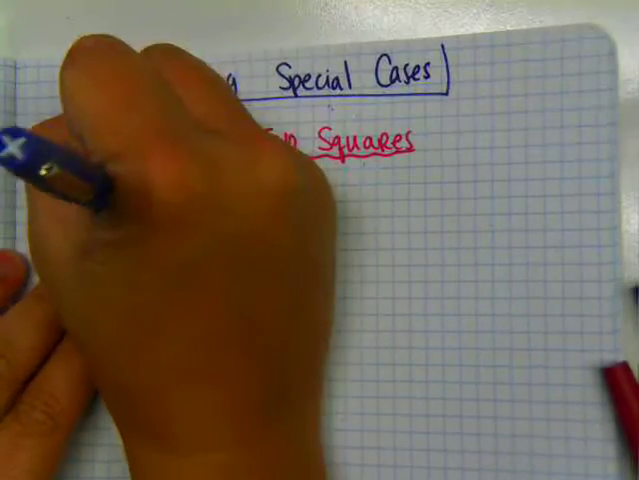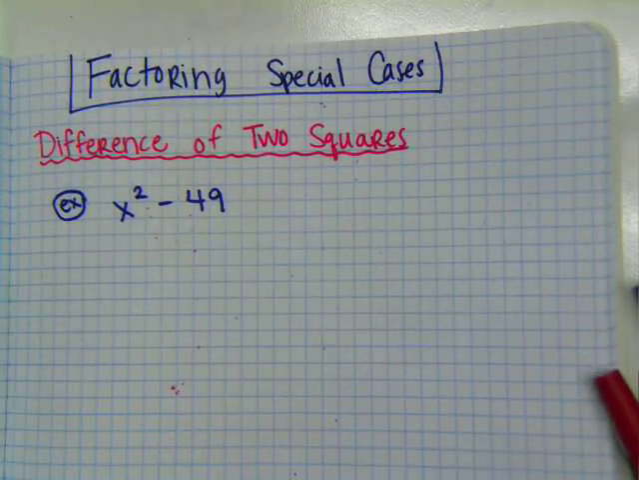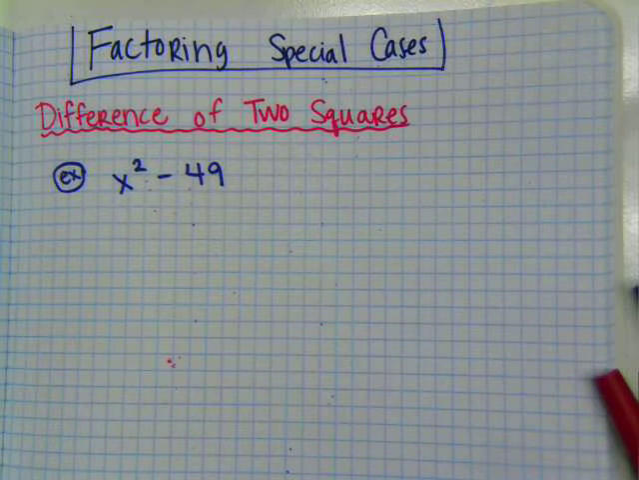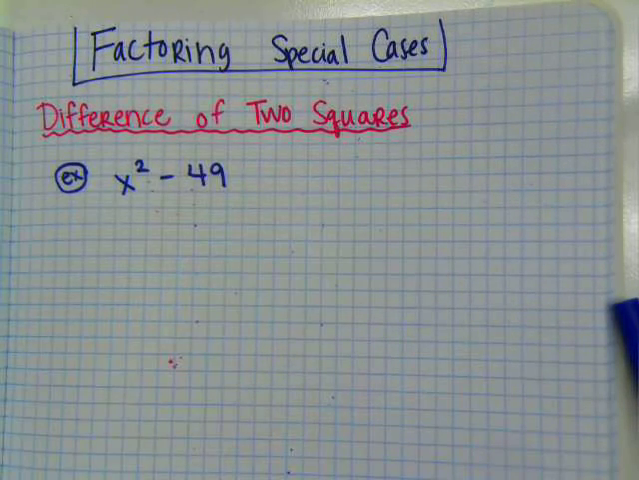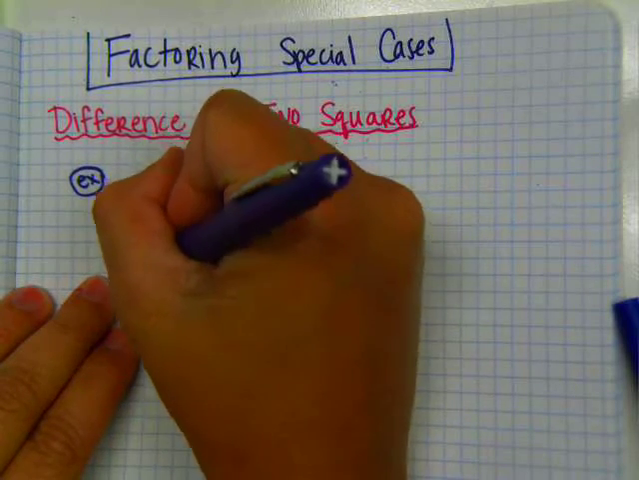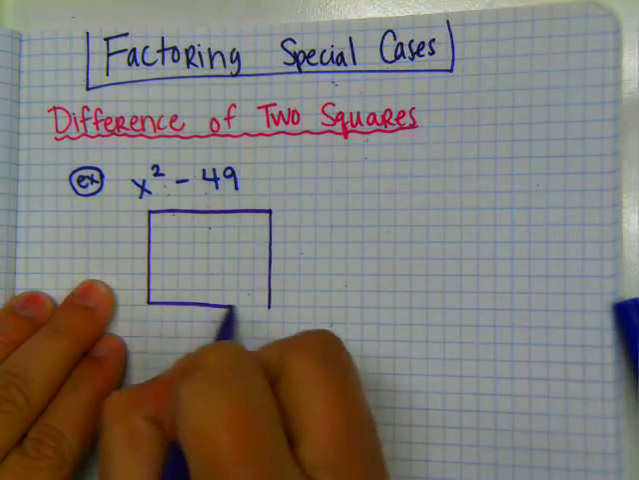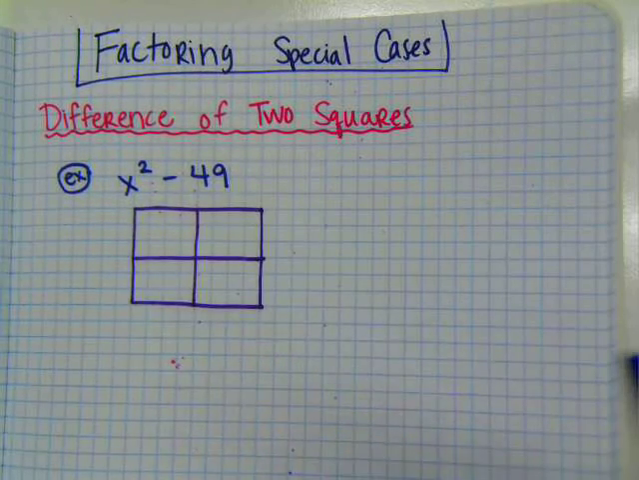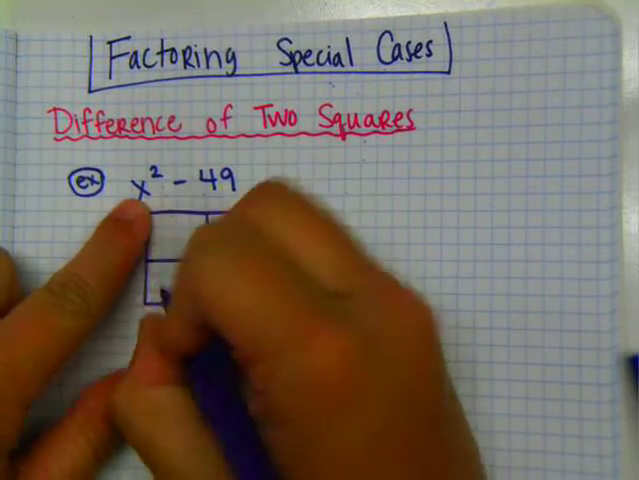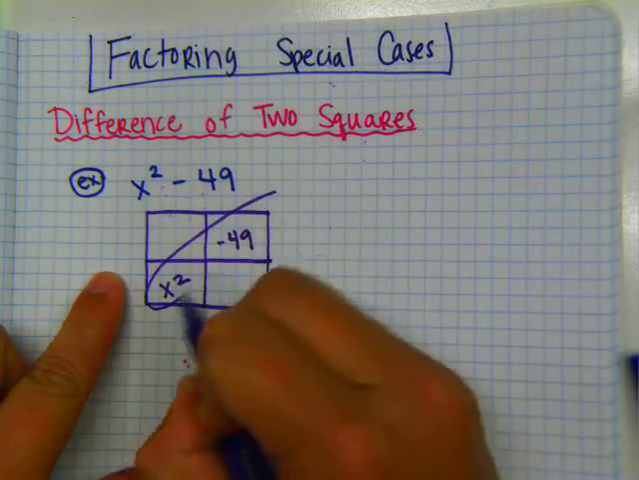It could look something like x squared minus 49. Now we're going to factor this the exact same way that we have. I'm sure that all of you realize that it looks a little different right now. So let's see what we should do. Well, we always start with our area model. We put our first and last term in the corners, and we multiply, just like normal.